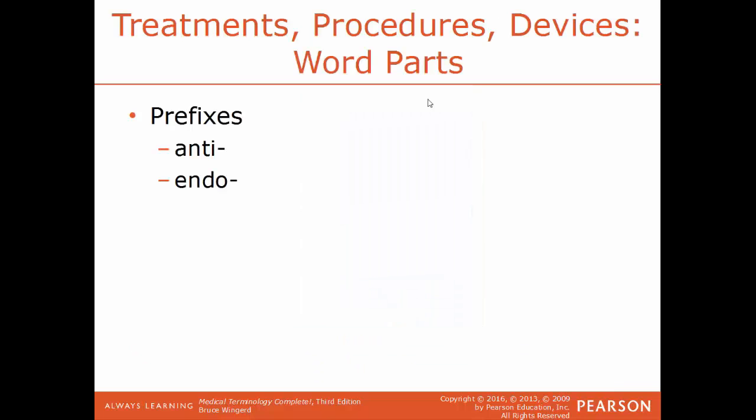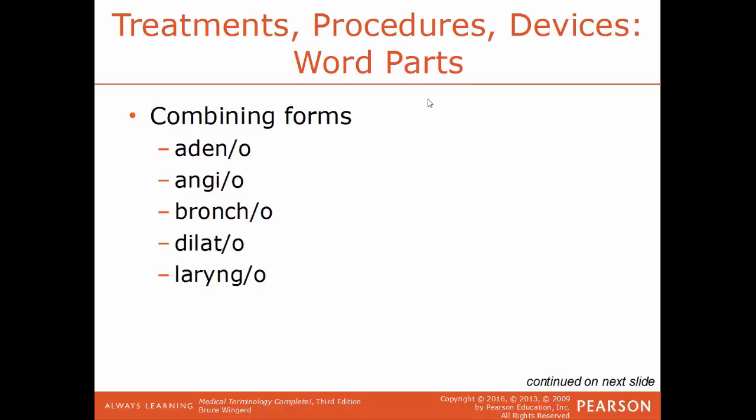All right, now we'll talk about some treatments, procedures, and devices with the respiratory system. And we'll talk about the word parts. First off, the prefixes. Anti means against. Endo means inside. Adeno means a gland. Angio means blood vessel. Broncho is a reference to the bronchioles.